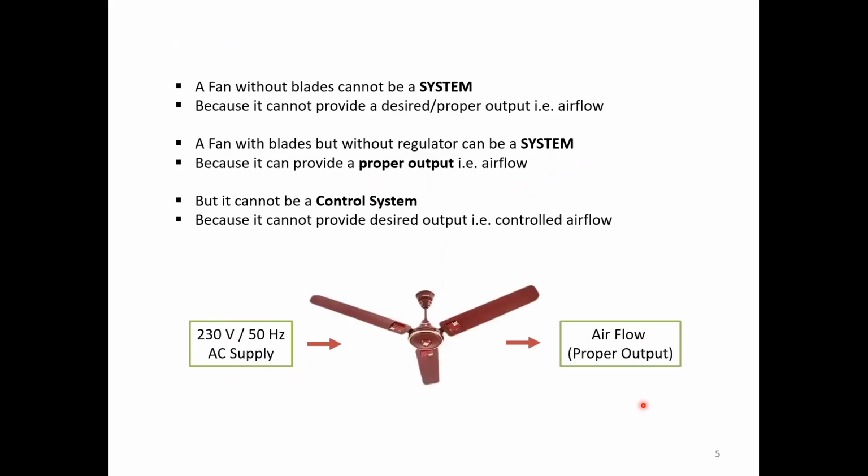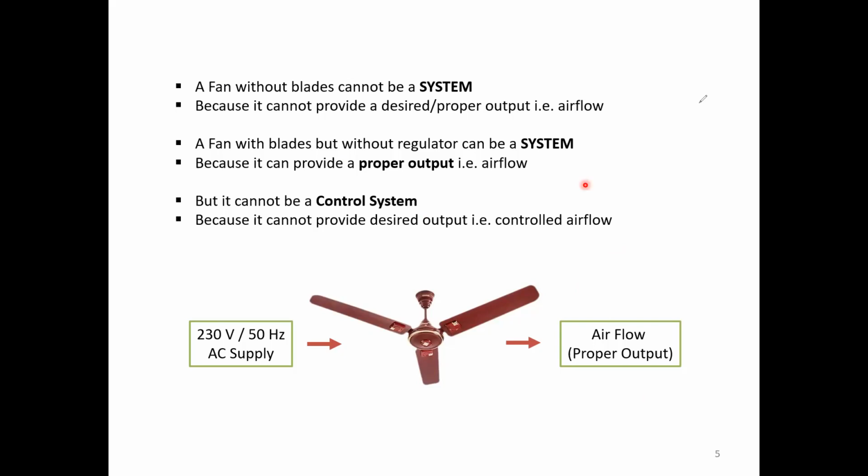So a fan without blades cannot be a system because it cannot provide a desired proper output, that is airflow. It is obviously true, right? If you have a fan without the blades and you apply the AC supply, then it will rotate, but you will not get the airflow because there is no blade. Understand?